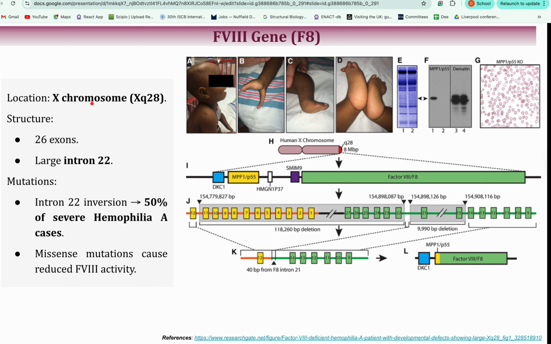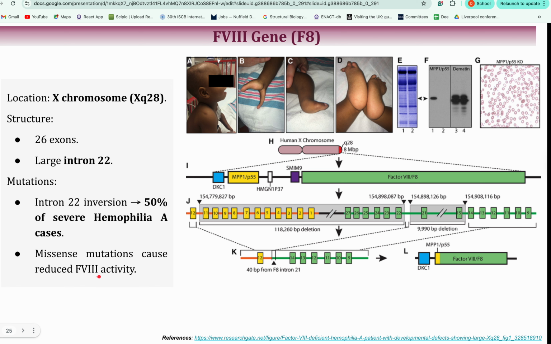Now this factor 8 gene is present on the X chromosome, and the structure is that this gene is composed of a total of 26 exons and one large intron, which is intron 22. The mutation in the intron 22 inversion accounts for 50% of severe hemophilia A cases. So if this particular intron gets inverted, as you can see here, this is the region where there is inversion. Due to this inversion, it leads to a severe condition of hemophilia A.